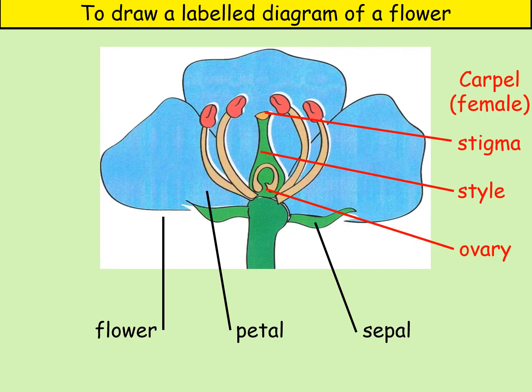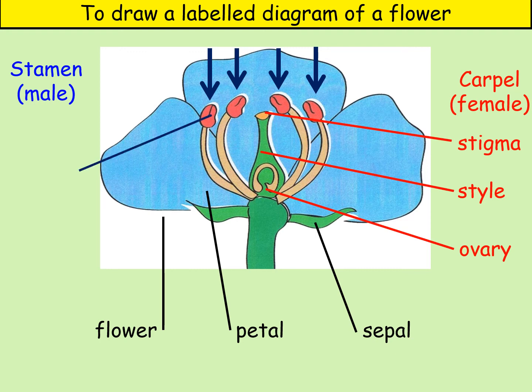Surrounding the carpal is the male part of the flower. There are always lots of male parts. The male parts are called the stamen. You can remember this as male because it contains the word men. The top part of the stamen is called an anther, and the part that looks like a stalk is called the filament.